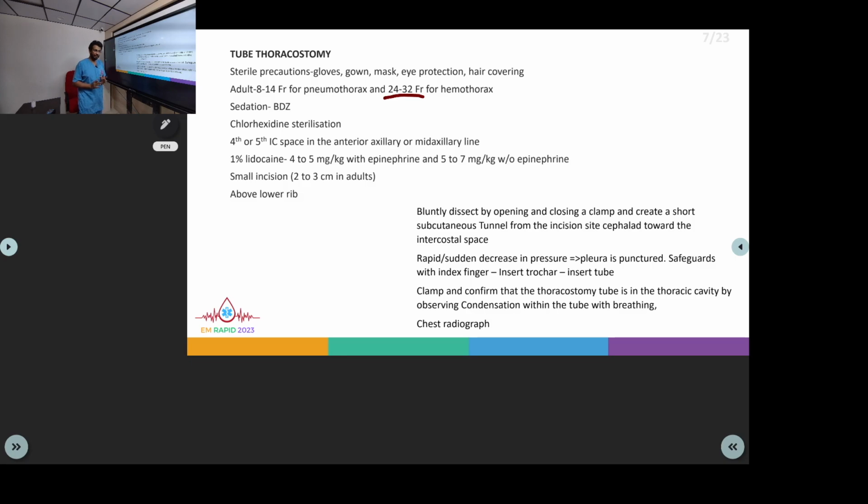and followed by we'll have to insert the tube, and after that we'll clamp and confirm that the tube is in the thoracic cavity by observing the condensation within the tube with the breathing, and also by the air bubbles coming into the water seal bottle which has the fluid in it, and also by confirmation with the chest x-ray.